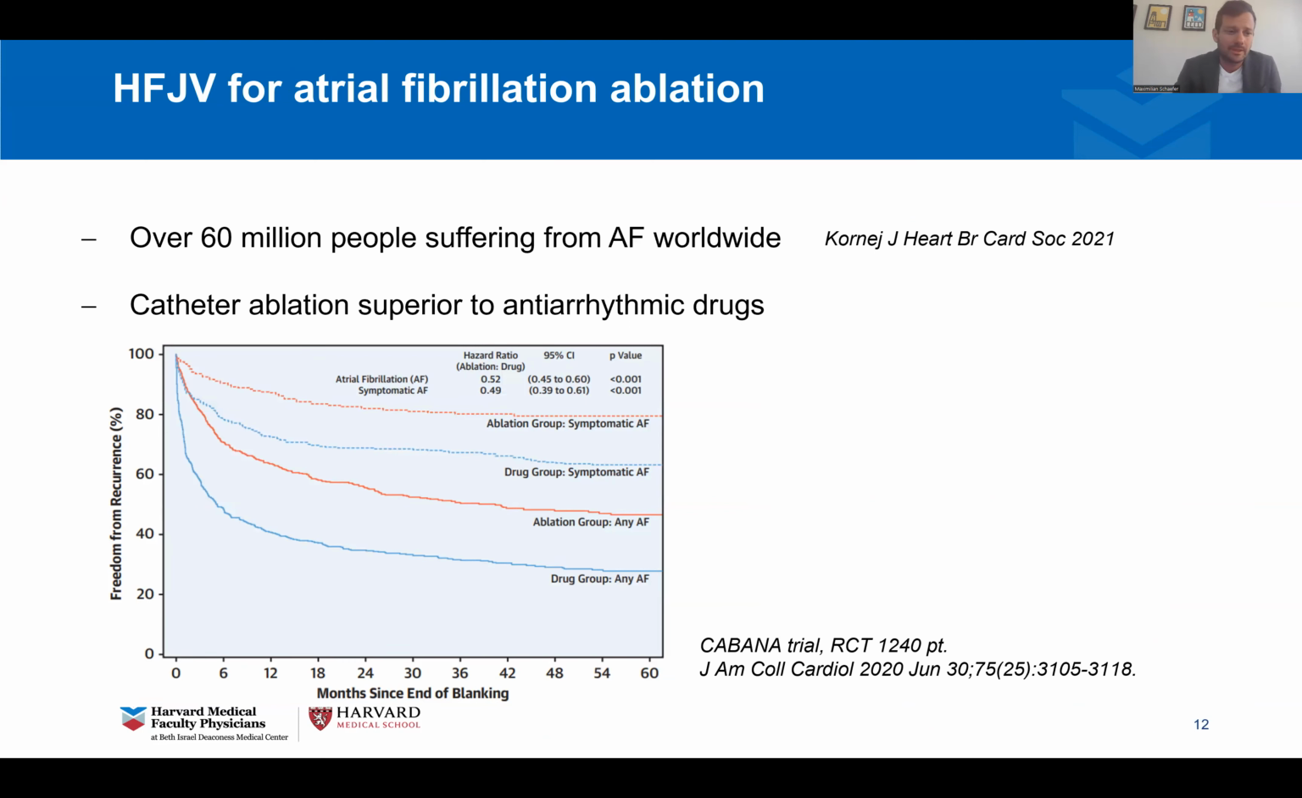As I said, in our institution, we conduct jet ventilation in a very high number of cases for catheter ablations. And these are all done due to atrial fibrillation. It's a very common disease. So over 60 million people worldwide suffer from atrial fibrillation. And there are a couple of studies that showed that catheter ablation is superior to just administering antiarrhythmic drugs. It's not perfect. We do see recurrences. We do see also failure of catheter ablation, but it is pretty evidence-based still.